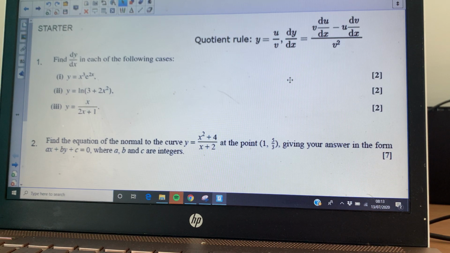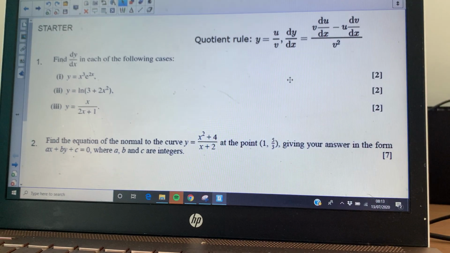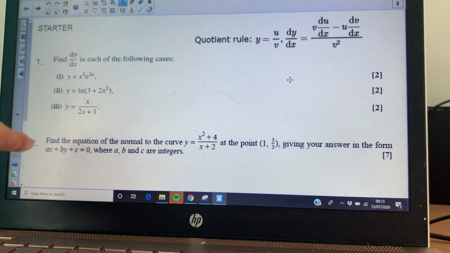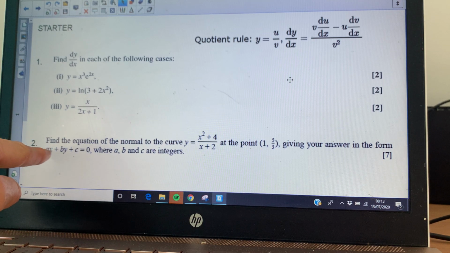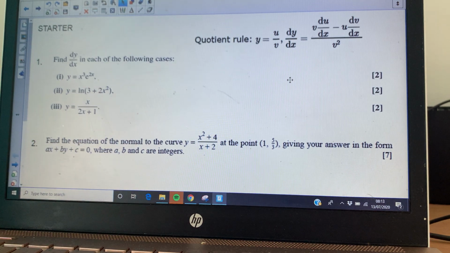A lot of these A2 differentiation questions have the only new skill being the differentiation skill. Once you've differentiated this and found the gradient of the normal, then it's exactly the same as what you were doing in year 12. Just note that you're going to lose marks if you don't write the equation in the form that it's given. So give yourself a bit of time.